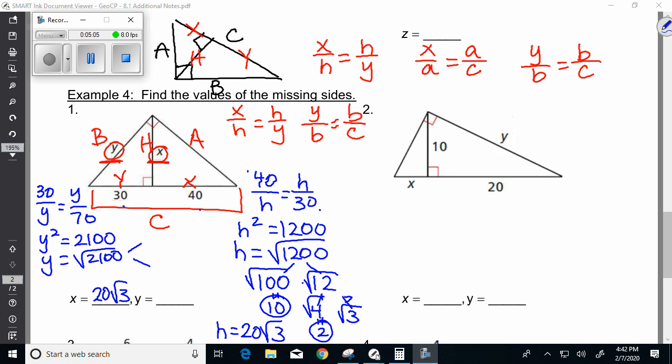Break that up into its two parts: 100 times 21. The square root of 100 is 10. Now the square root of 21, you can't break down at all. 4 doesn't divide in, 9 doesn't divide in, 16 doesn't divide in, and 25 is too big. So 21 is in its final form. So your answer is 10 square root 21.